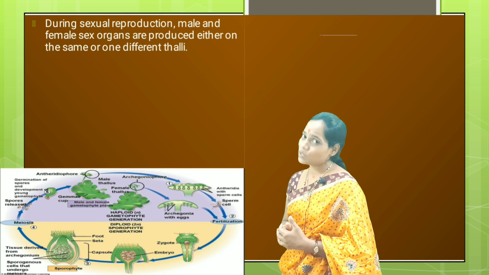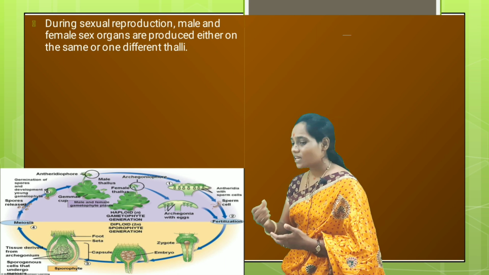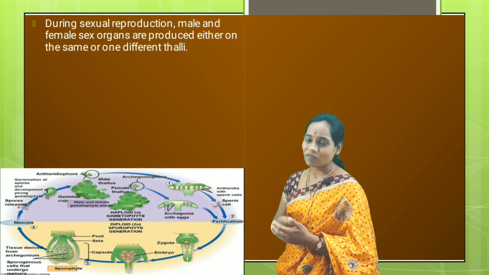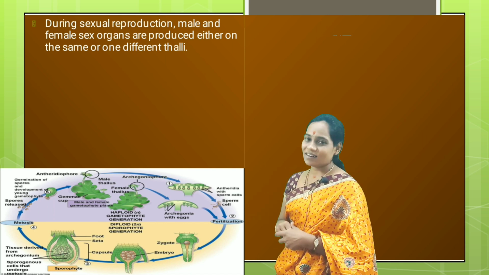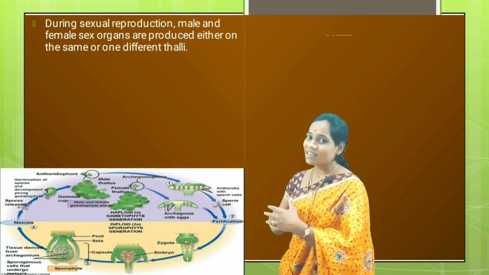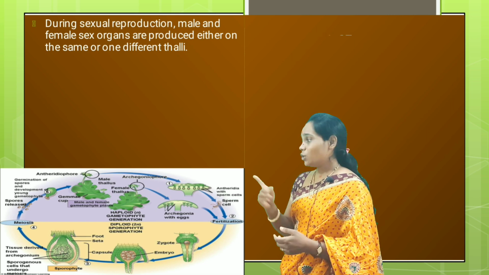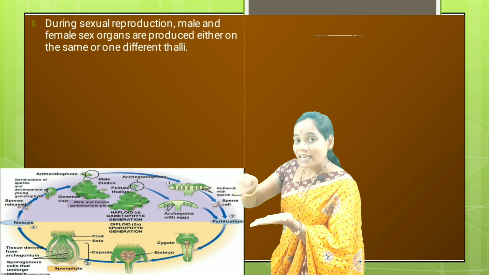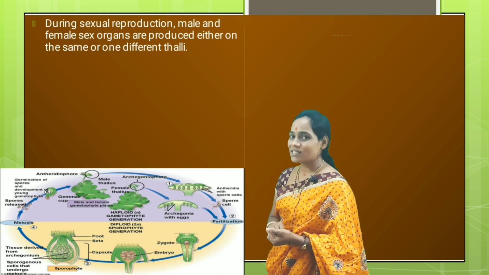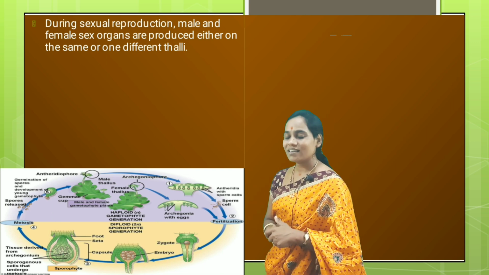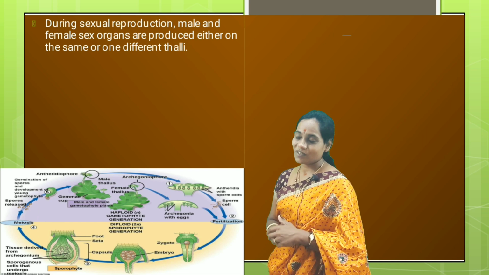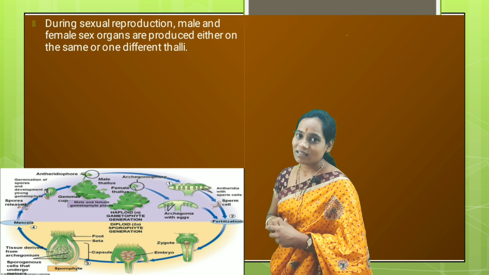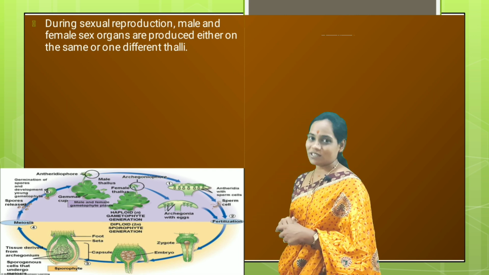The male thallus will produce antherozoids, and the female thallus has archegonium, within which the egg cell, the female gamete, is produced. You can see the antherozoids reach the female sex organ, archegonium, through water, enter inside, and fertilize the egg cell, and the zygote is formed.